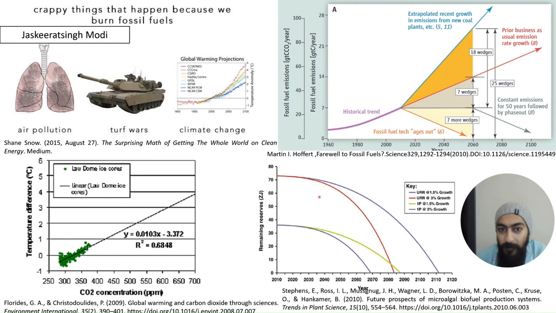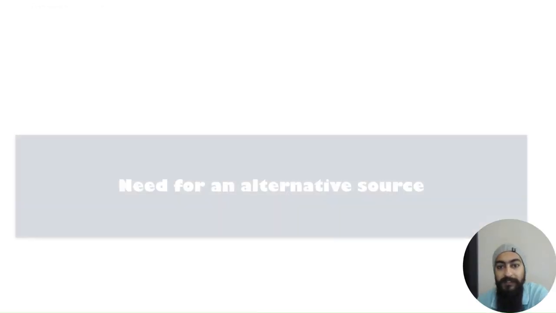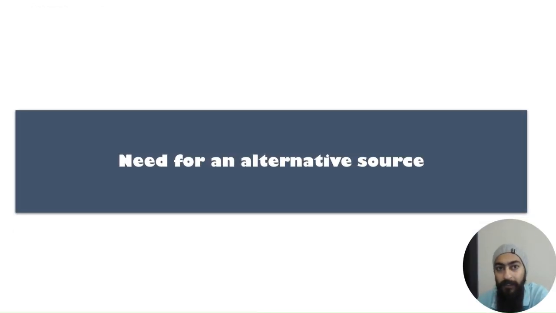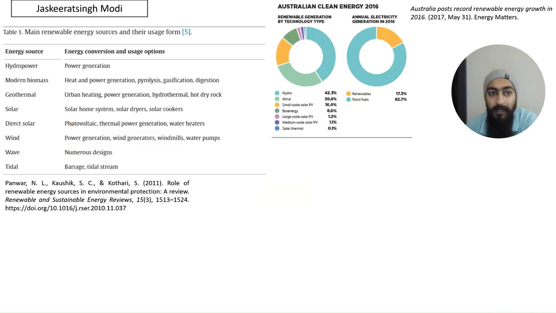There have also been quantification studies of fossil fuel reserves, and it has been seen that the reserves are supposedly going to come to an end. So this raises a need for an alternative source, and there are a lot of renewable energy sources, such as hydropower, solar power, as well as wind energy. And Australia has made use of most of these renewable energy types.